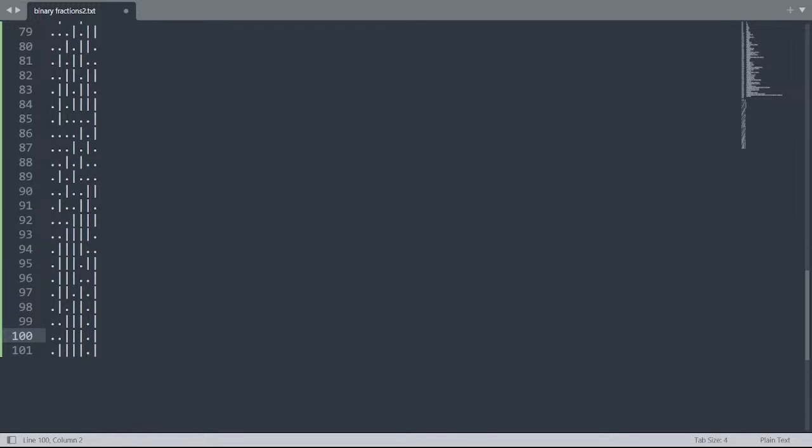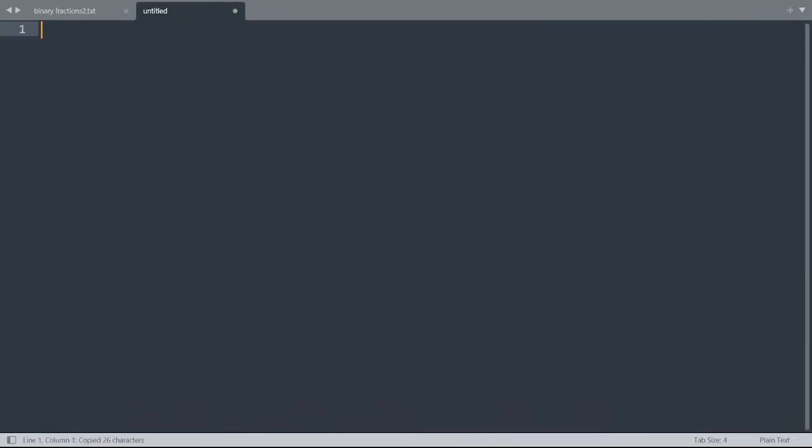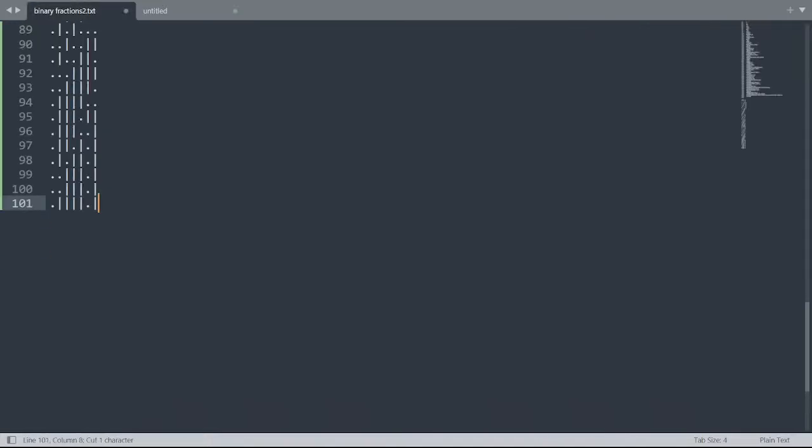Super Metroid Music Editor. I'll write that down. Super Metroid Music Editor. Yeah, I'll check that out. In fact, okay, this is gonna be really distracting if I put this in. I'm gonna put this in a new tab. So yeah, thanks. I will check that out. That's cool.